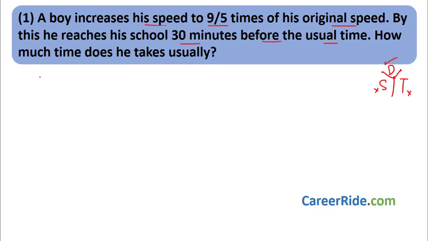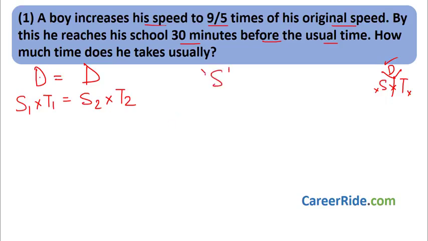So what do we have over here? We have distance as same, that is distance in first case is same as distance in second case, right? What is the formula for distance? From our DST we know S into T. So we write speed in first case into time in first case equal to speed in second case into time in second case, right? Because distance is same. Now let us assume that the normal speed or the usual speed of the boy is S. Okay, so S is nothing but the usual speed. This is the usual condition, and this is the first condition when the boy is increasing his speed.